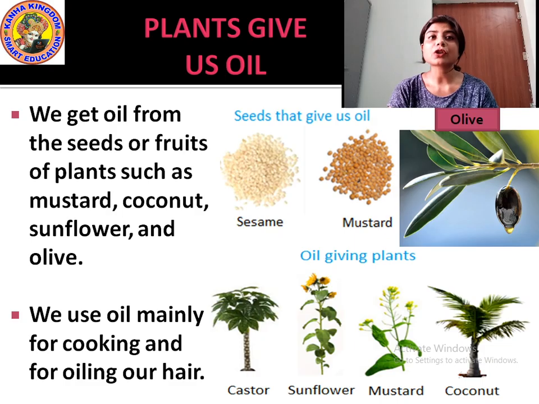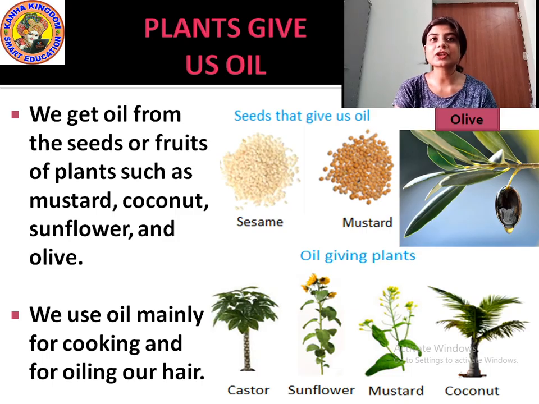We use oil mainly for cooking and for oiling our hair. What do we use oil for? We use oil mainly for cooking. Yes or no? We cook food in oil. Yes, mustard oil, sunflower oil, coconut oil. So we use oil mainly for cooking and also for oiling our hair. We also apply oil in our hair. So these oils are obtained from plants. Plants also give us oil.